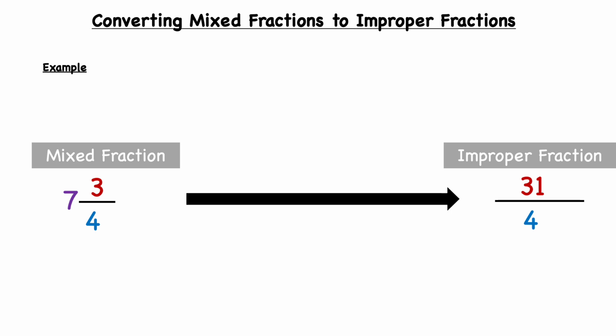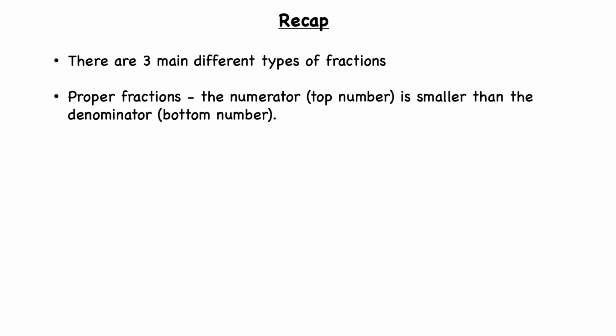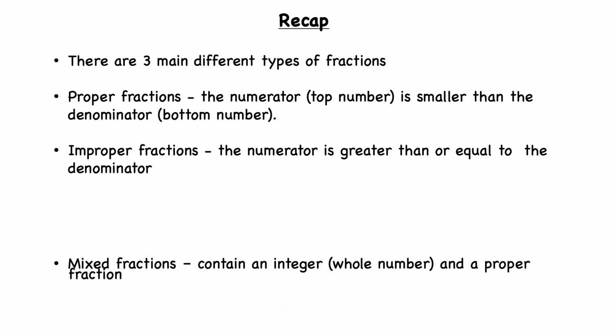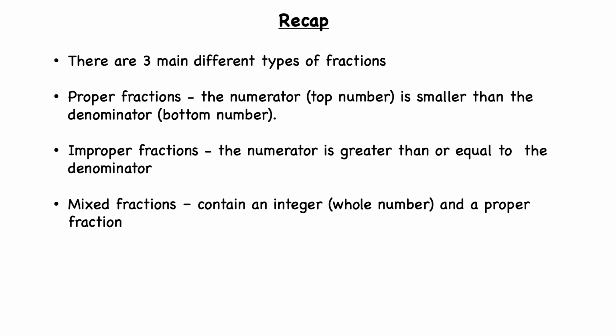Great job! Recap. Here's a quick summary of what we've learned today. We've learned about the three main types of fractions. 1. Proper fractions. The numerator is smaller than the denominator, and these fractions are always less than 1. 2. Improper fractions. The numerator is greater than or equal to the denominator, and the value is always 1 or more. 3. Mixed fractions. These contain a whole number and a proper fraction, and are always greater than 1.